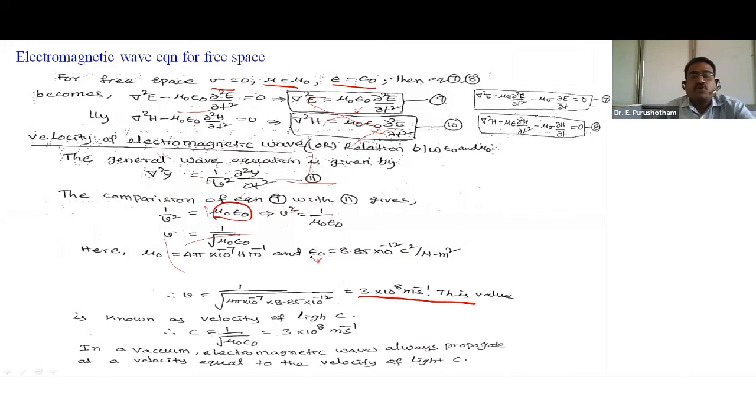So this value is known as the velocity of light c. c is equal to 1 by root of mu naught epsilon naught, which is equal to 3 into 10 to the power 8 meter per second. In a vacuum, electromagnetic waves always propagate at a velocity equal to the velocity of light. The electromagnetic waves can move with light velocity. This is the electromagnetic wave.